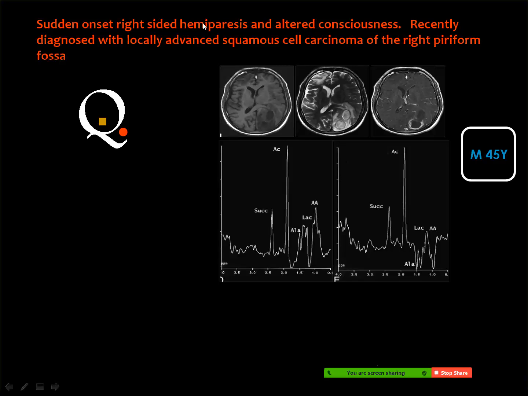This patient had sudden onset of hemiparesis and disturbed consciousness, and was diagnosed recently with locally advanced squamous cell carcinoma of the piriform sinus. Then this is MRI of the brain T1, T2, and with contrast, and this is the MR spectroscopy. Metastasis? No, no choline at all.